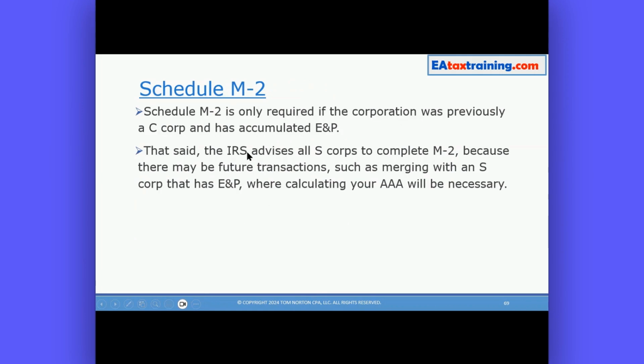Schedule M2, as we said, is only required if the corporation was previously a C Corp and has accumulated earnings and profits. So if you were never a C Corp, or even if you were a C Corp but you didn't have any accumulated earnings and profits, then you do not have to file Schedule M2. However, the IRS still recommends that you do complete M2 because you never know what might happen in the future. So you may have a future transaction, such as where you merge with another S Corp that does have earnings and profits, where AAA will be necessary. So they advise that you go ahead and do it just in case, but that is up to you.